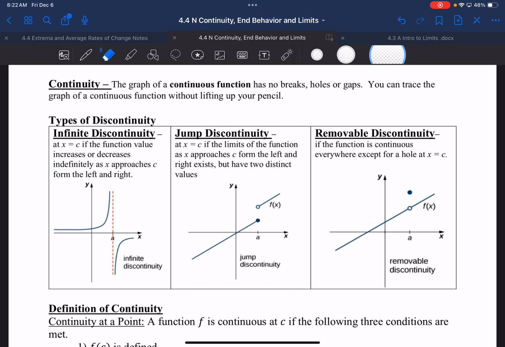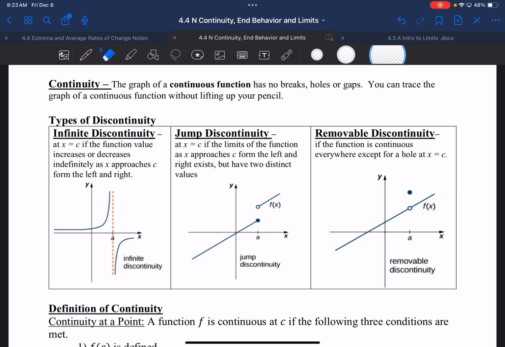It says this is at x equals c, if the limit of the function as x approaches c from the left and right exists but have 2 distinct values. So here, I was going off to infinity and negative infinity. Here, I would be approaching an actual number, right? Not infinity. All right?